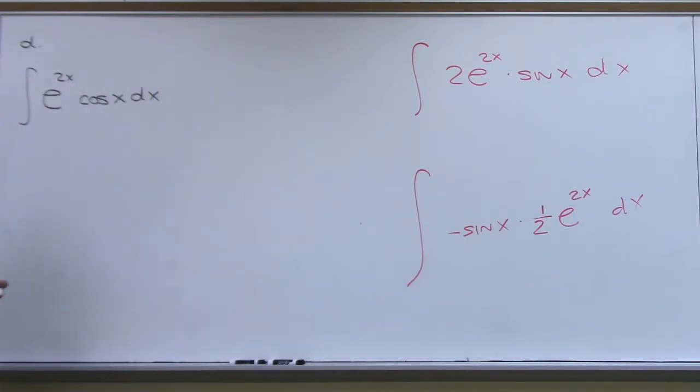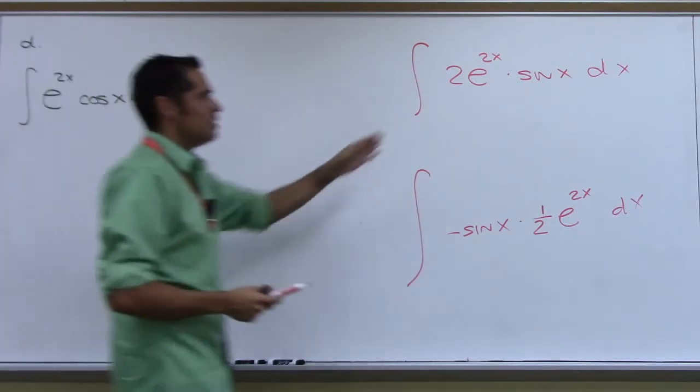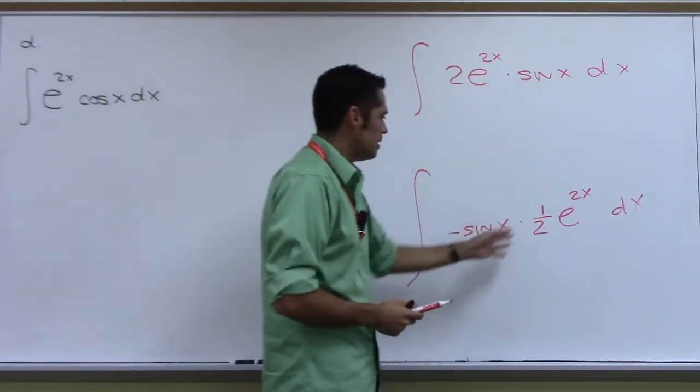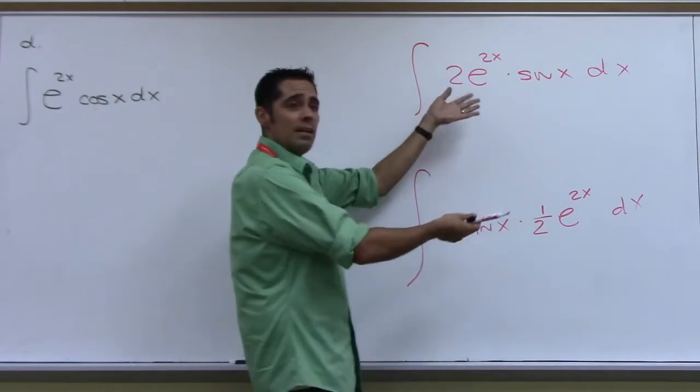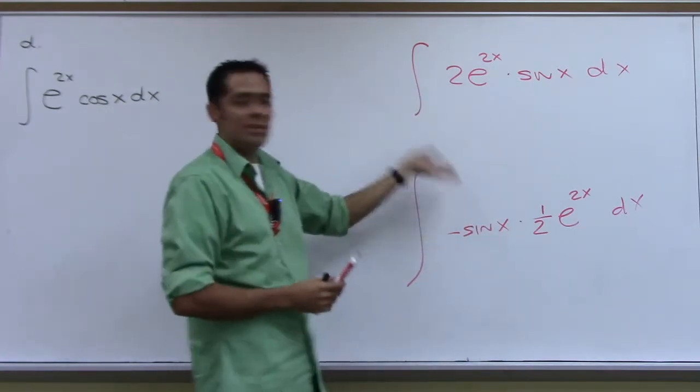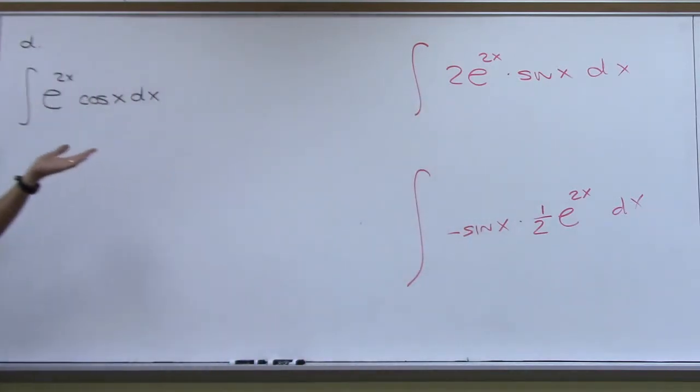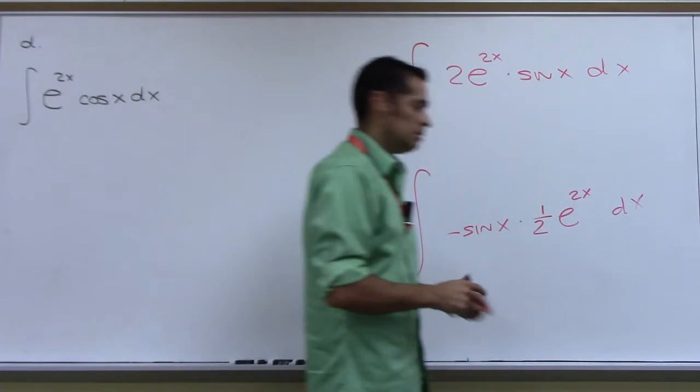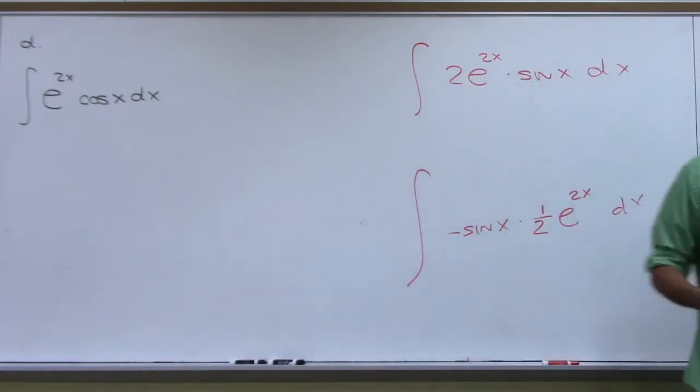And I think you would agree they equally suck, right? They both have e to the 2x. They both have sine x. e to the 2x sine x. They both have constants that I can pull out, but other than that, they're the exact same thing, aren't they? I think you could argue neither one of those is better than the other, right? So what do we do?